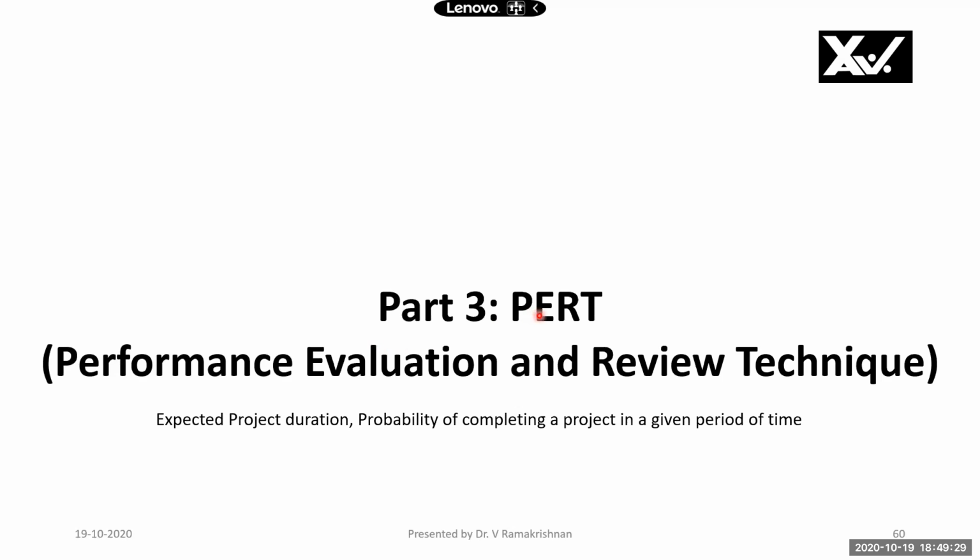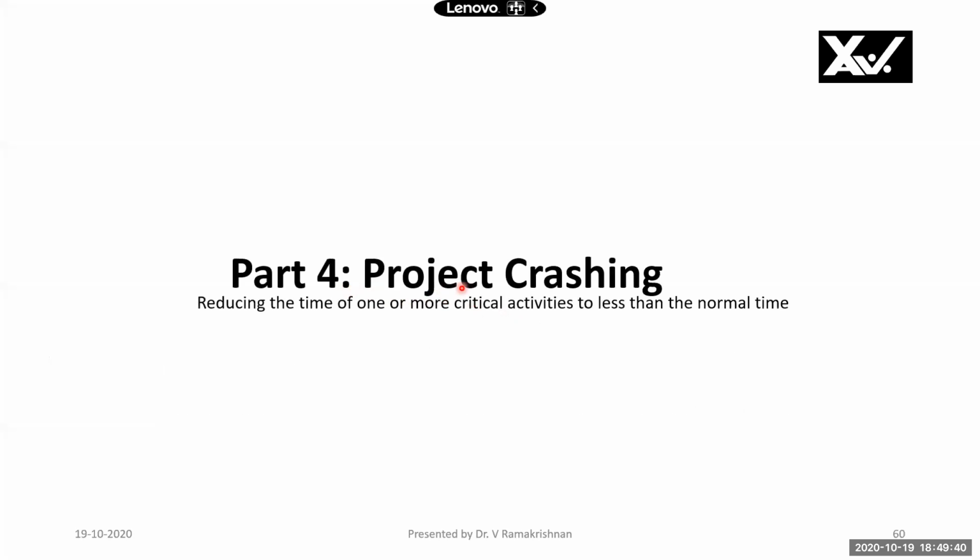In part 3, we have seen PERT, performance evaluation and review technique. In that, we have found the expected project duration and also probability of completing a project in a given period of time. Now in part 4, we will see project crashing. It is nothing but reducing the project duration.